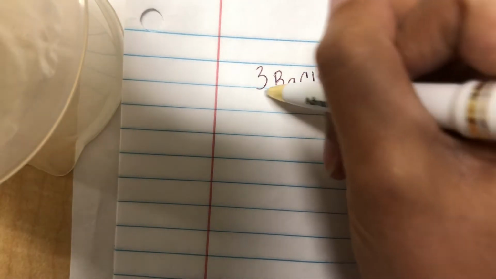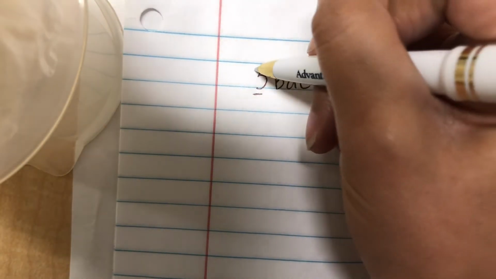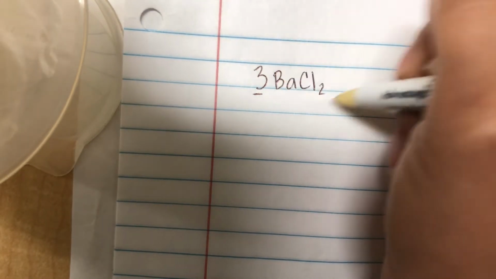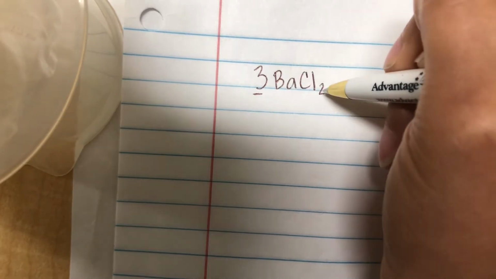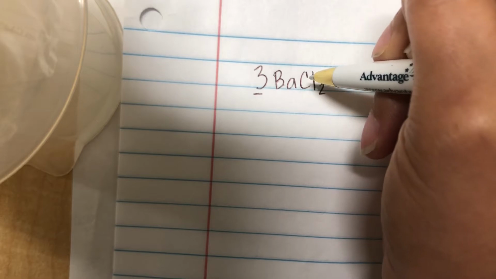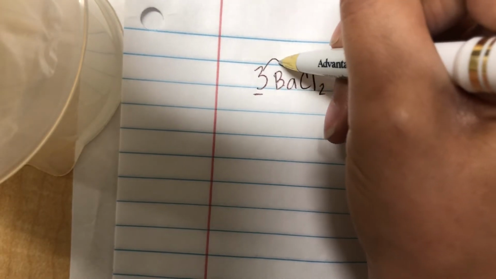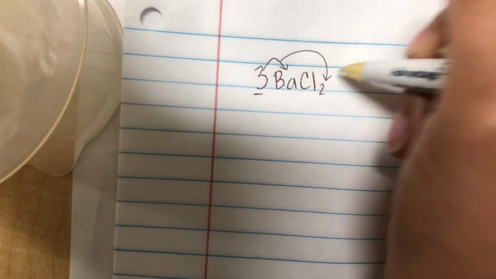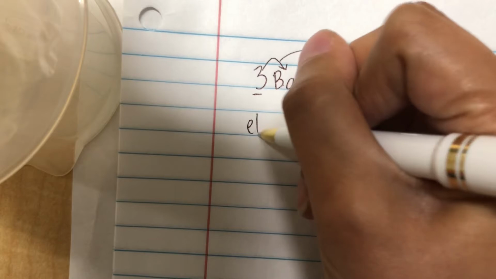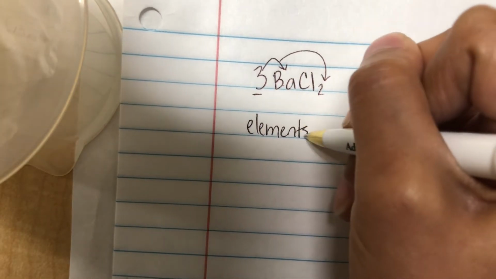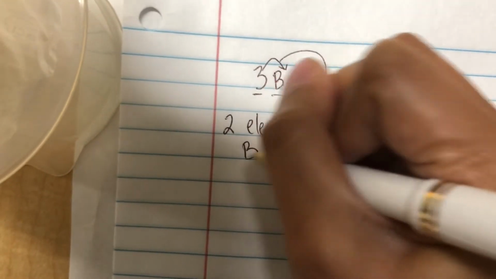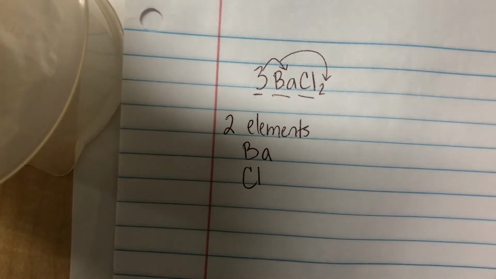Okay, so the coefficient is this big number up top, and the coefficient gives you the number of the whole chemical formula. So this is how many of BaCl2s there are, and so you have to multiply that number by how many there actually are in the chemical formula. Okay, so let's find out. Let's do the elements first. So elements. How many elements do you have? You have Ba and Cl. So you have two elements, Ba and Cl.